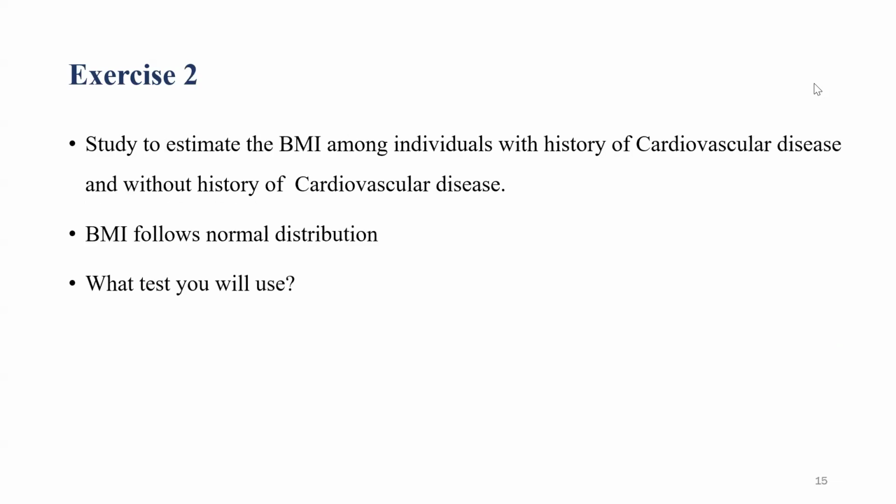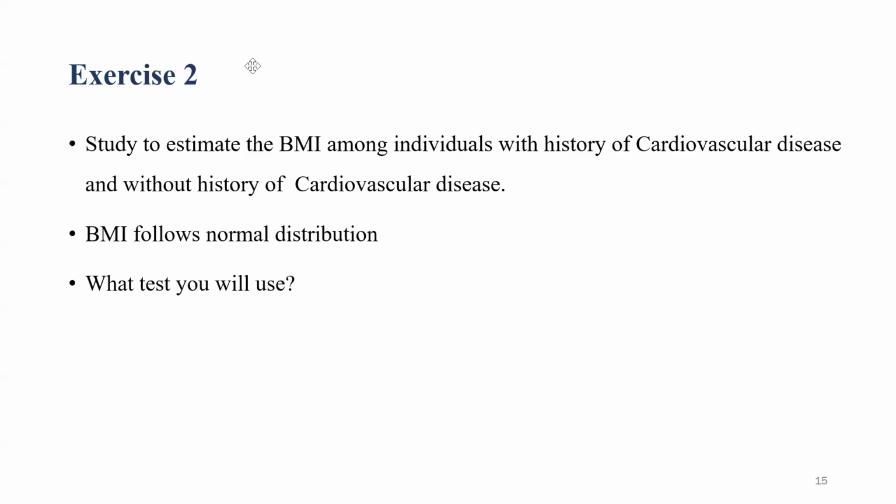Okay, next moving on to another exercise. We are doing a study to estimate the body mass index, that is BMI, among individuals with history of cardiovascular disease and without history of cardiovascular disease. Here the BMI follows normal distribution. What will be the ideal test in this scenario? Anyone? Can you please either unmute or put it in the chat box. What is the ideal test you can use?